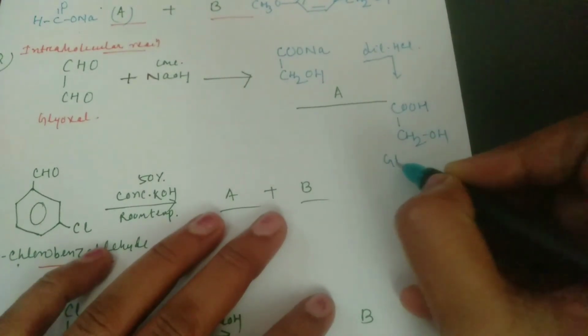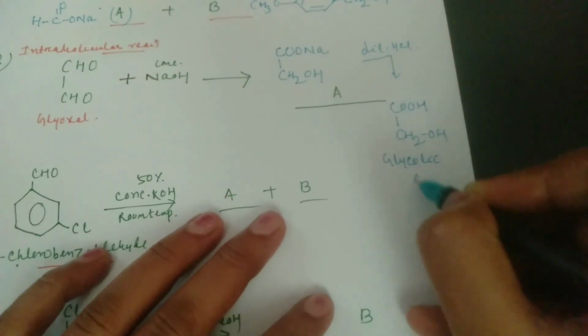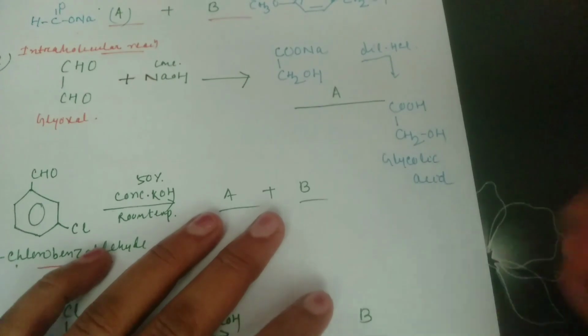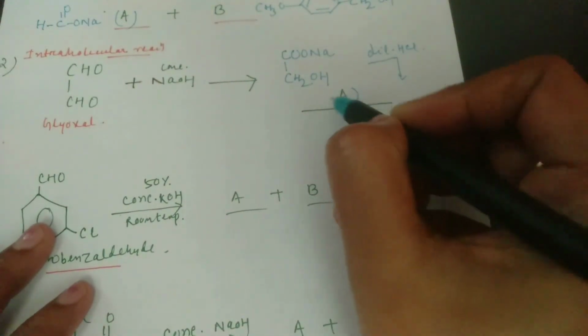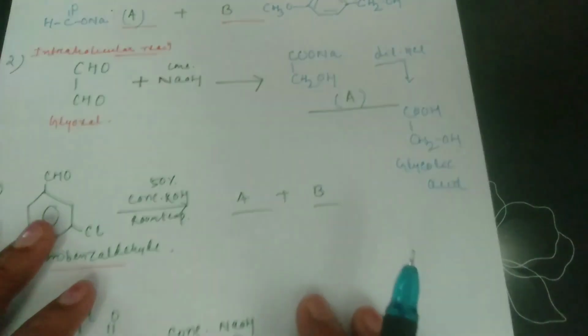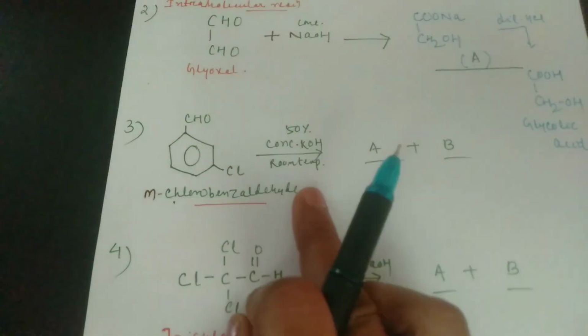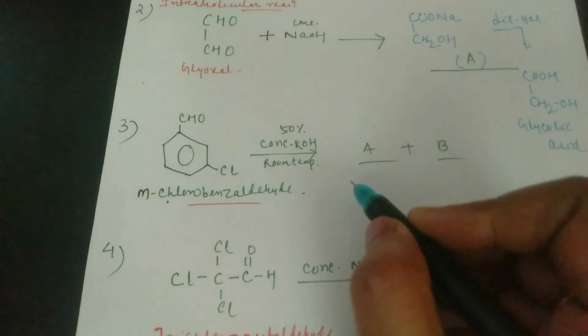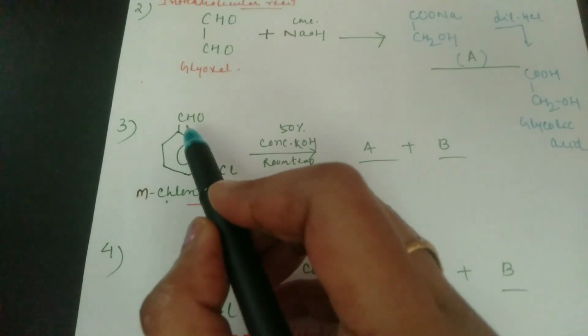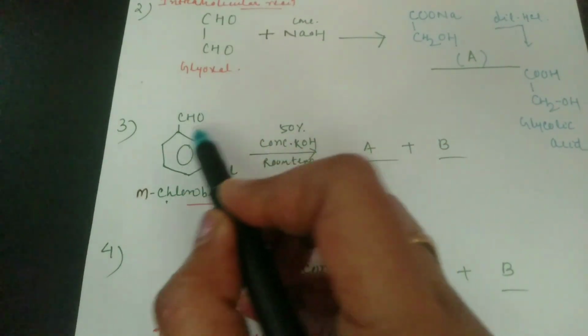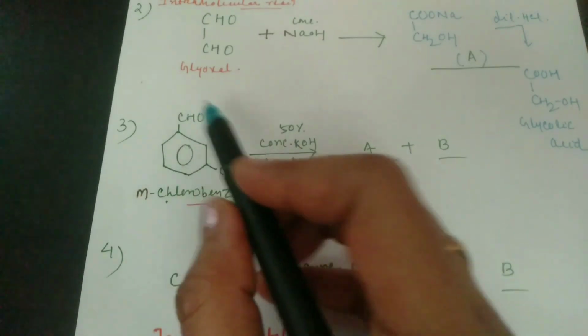This is your glycolic acid. Glycolic acid. Okay, so according to the question, the answer is A. This one. Similarly, tell me, when meta-chlorobenzaldehyde undergoes Cannizzaro's reaction, what will be the product? Same thing. Always remember one thing: one aldehyde molecule undergoes reduction and another undergoes oxidation.